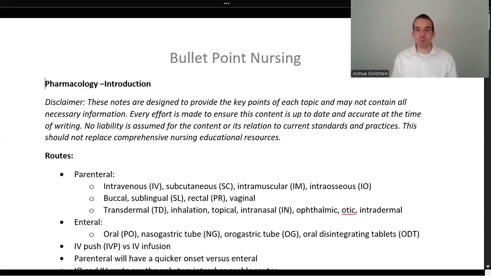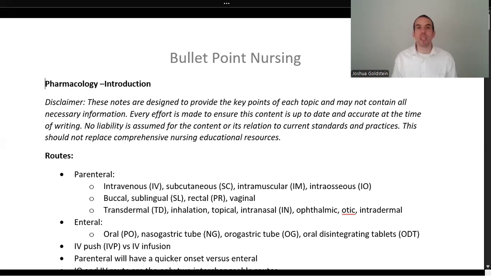Intranasal is into the nose. Ophthalmic is into the eye, otic is into the ear, intradermal is into the skin. The most common example of an intradermal injection is the TB skin test. Next, we have enteral. Enteral is where we do put the medication into the GI system. So that's where we have PO, which is by far the most common route of all medications administered. Even though in the hospital setting we do use a lot of IV, PO is still number one. We have NG, nasogastric.